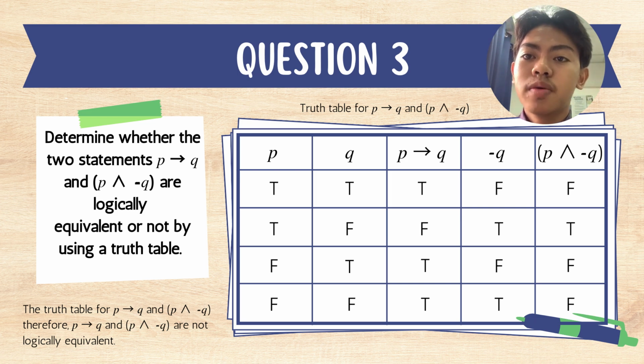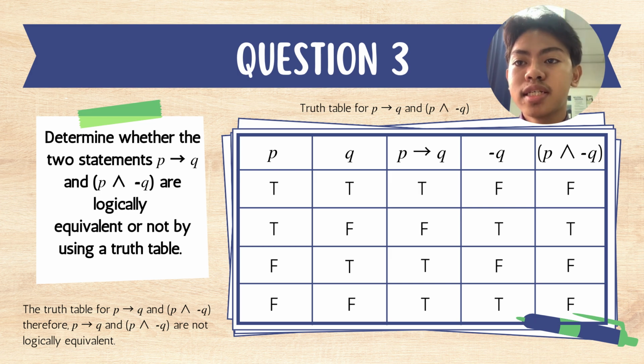Next, we'll fill out the columns for P then Q and not Q. P then Q is false only when P is true and Q is false. In all other cases, it is true. Not Q is simply the negation of Q. Finally, we'll determine the column for P and not Q. P and not Q is true only when both P is true and not Q is true, which means Q is false. Let's review the filled truth table.